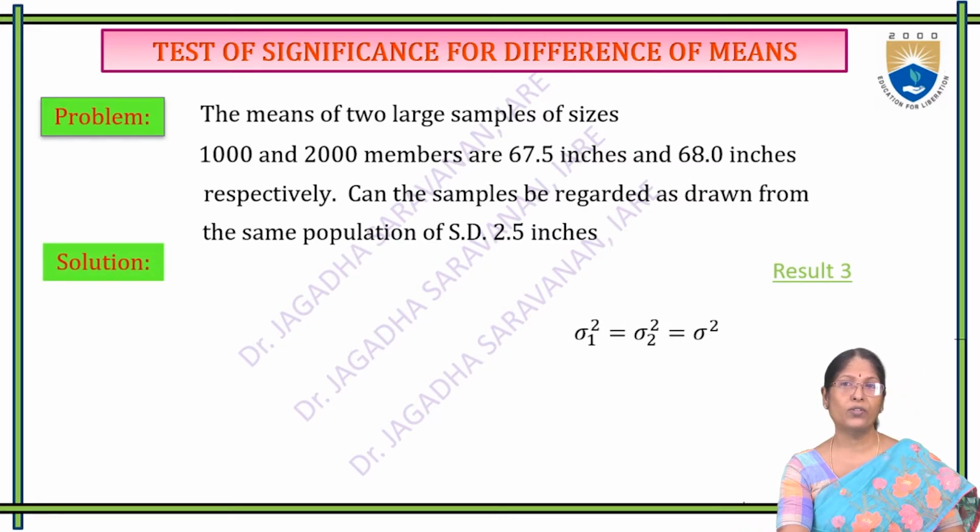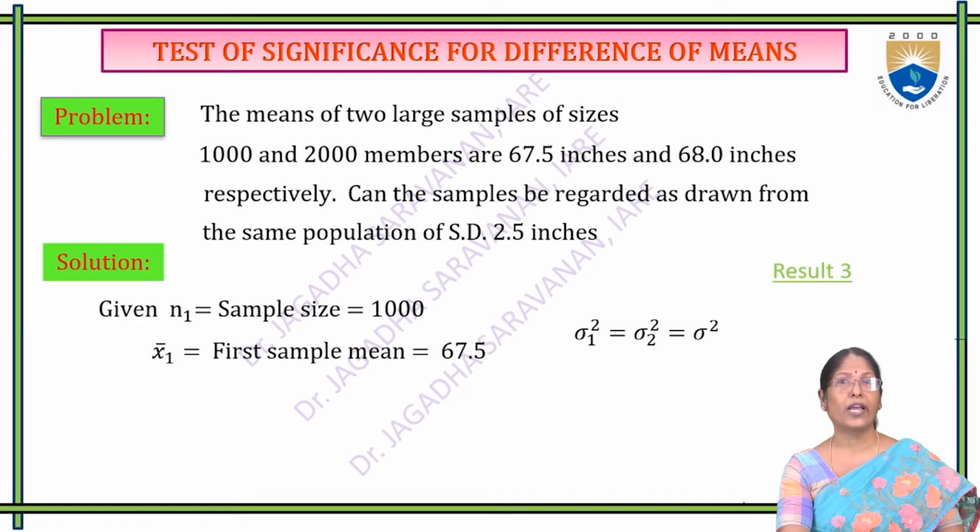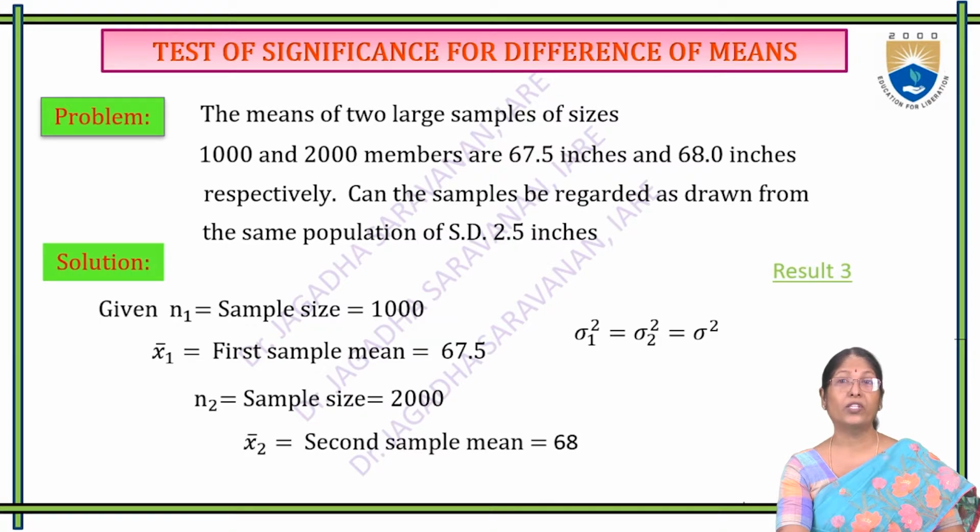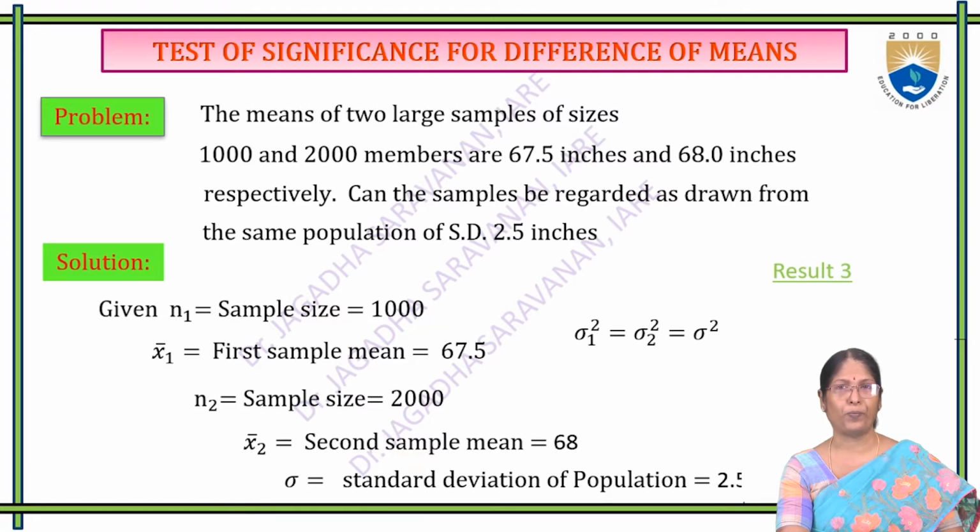Yes, sigma 1 square equals sigma 2 square, which equals sigma square. So N1, the sample size, is 1000, and X1 bar, the first sample mean, is 67.5. N2 is 2000 and X2 bar is 68. Sigma, the standard deviation of the population, is 2.5.